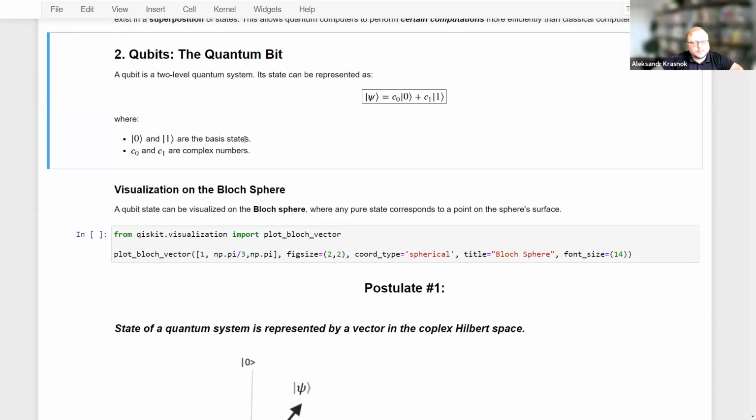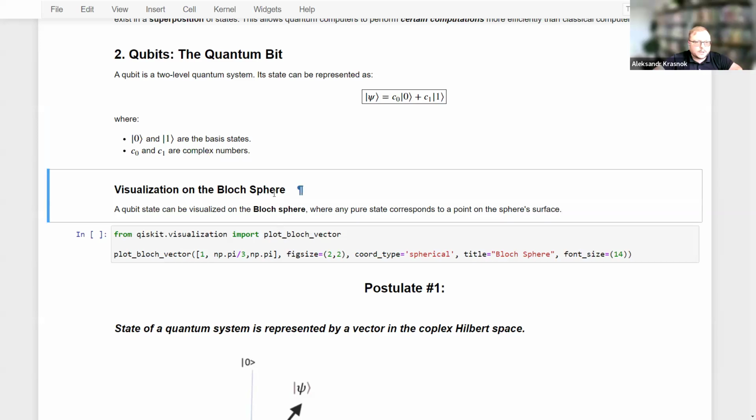0 and 1 are basis states, and these constants C0, C1 are complex numbers. They are actually functions of time. They are complex, and the fact that they are complex enables not only superposition, but also constructive and destructive interference of these states. This is something we will discuss more today.